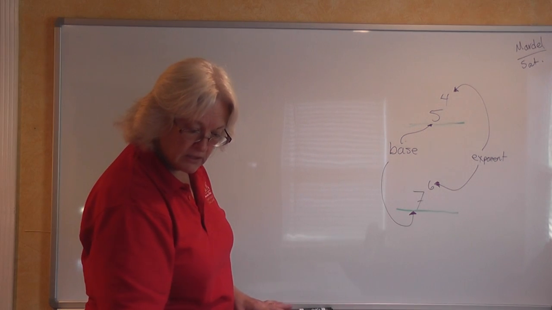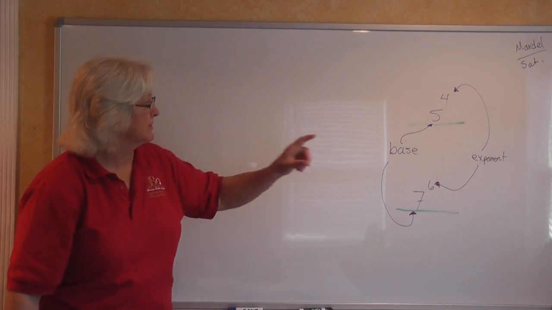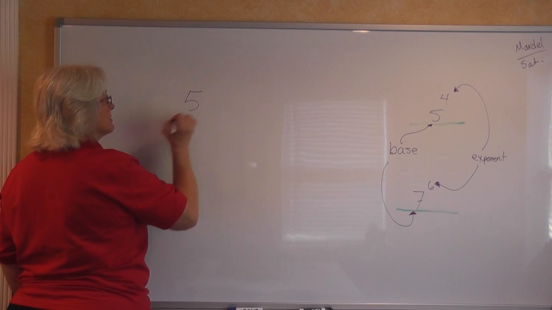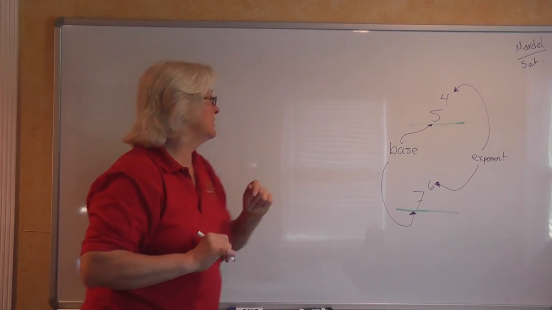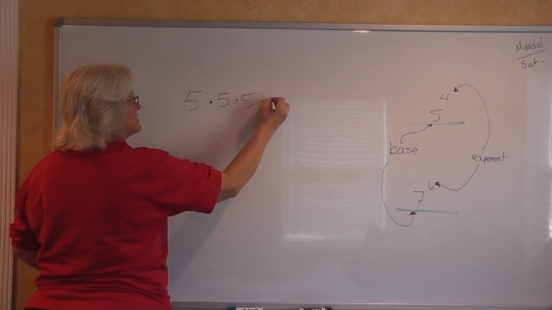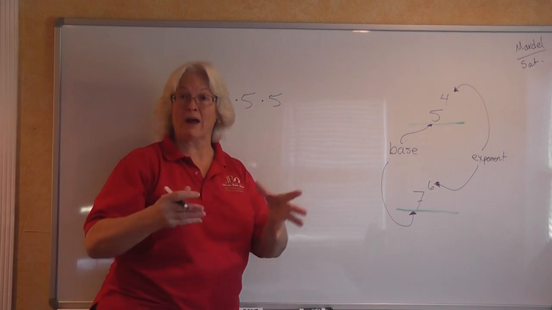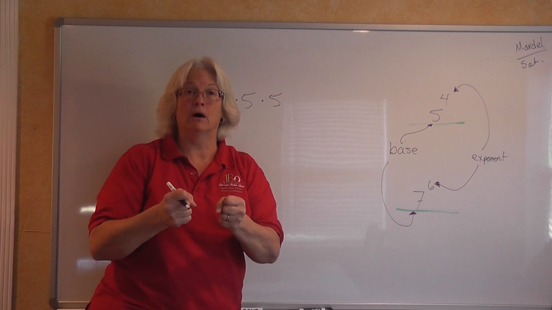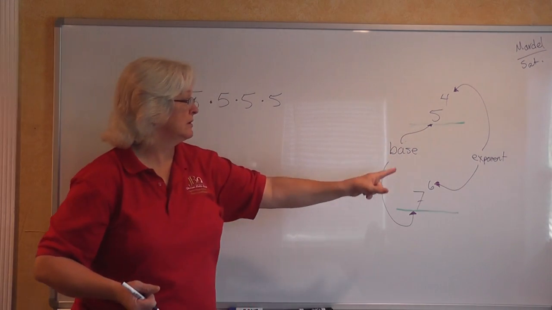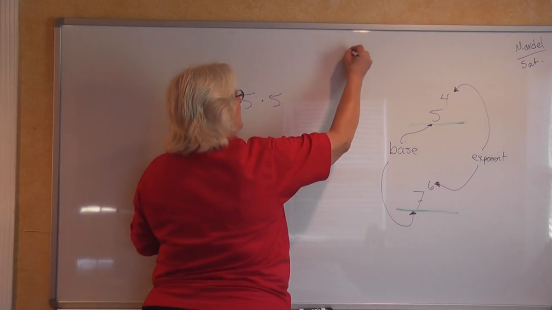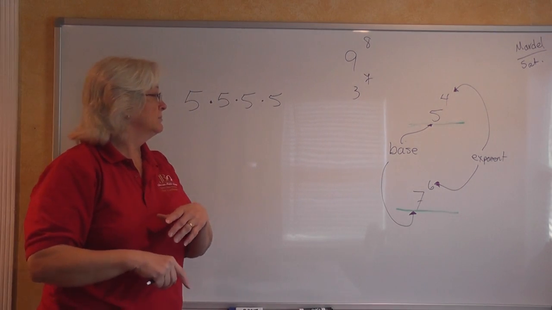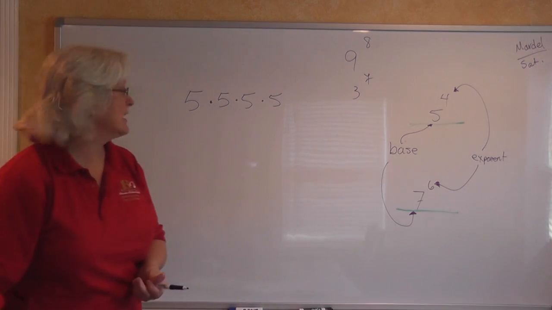Now, what does this actually mean? Well, exponential notation means that you take whatever the base is, and you use the exponent, which says to use this base of 5 as a factor as many times as the exponent is. What are factors? Factors are numbers that you multiply together. You end up with a resulting product. This is read 5 to the 4th, 7 to the 6th, 9 to the 8th, 3 to the 7th. You see the pattern? 4th, 5th, 6th, 7th, 8th, that's how you read exponents.